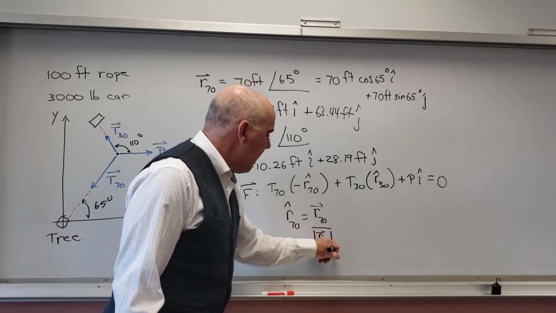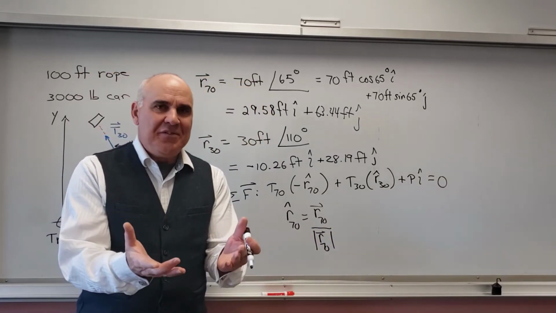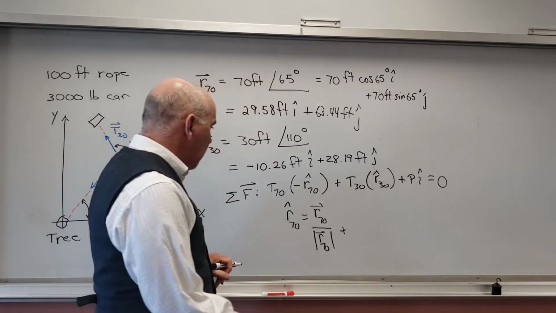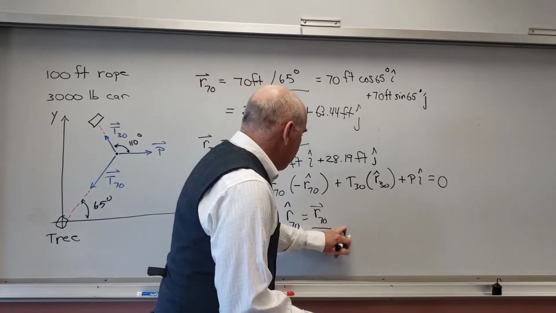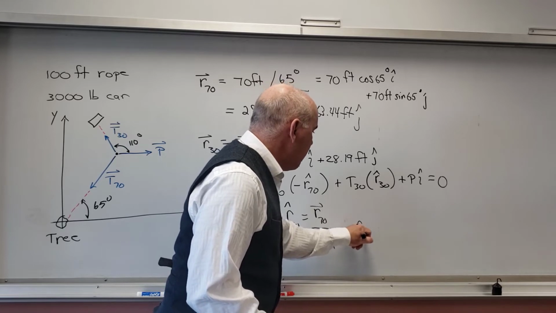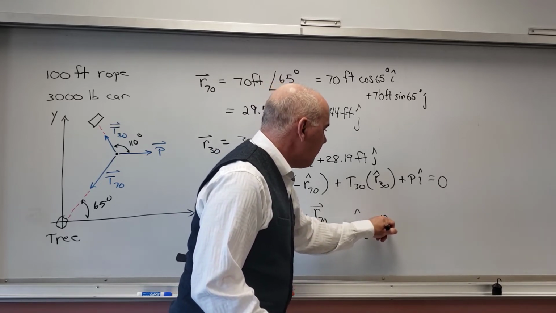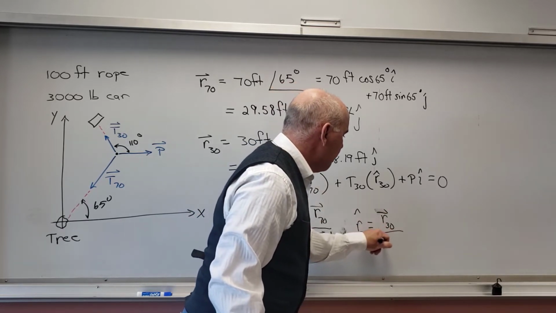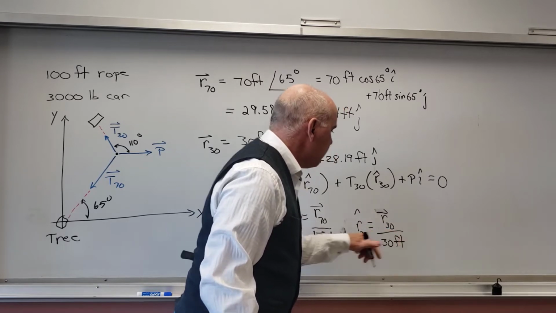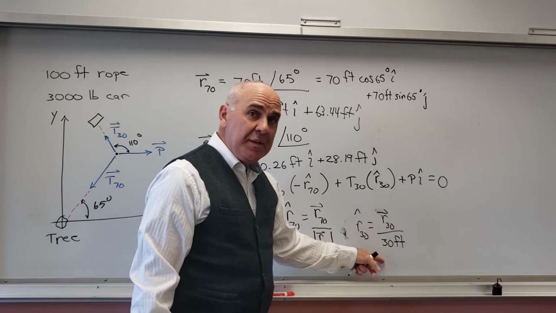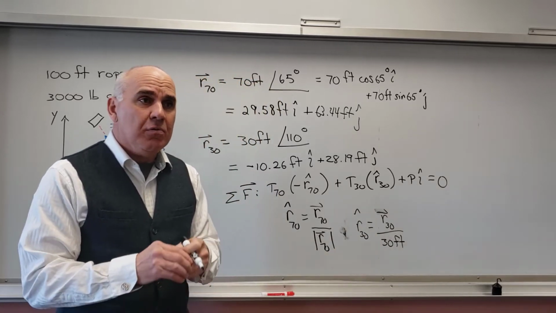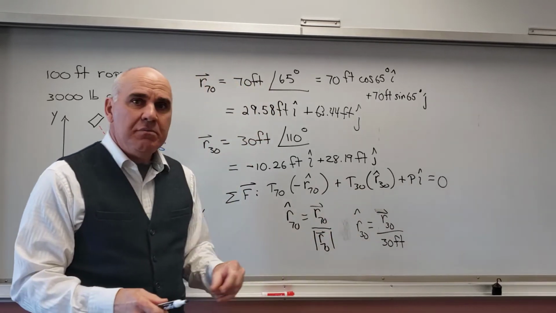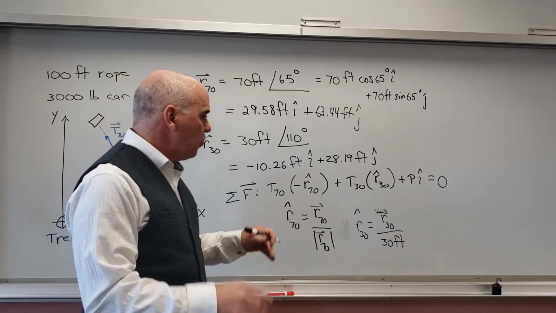So vector, but magnitude. Well, that's pretty easy. If it's 70 feet of rope, R70 is 70 feet. In a similar situation, R30 hat is equal to R30 vector over 30 feet. Notice R30 vector is going to be in feet, and I'm dividing by 30 feet. There will be no dimensions, no mass, length, or time here. So this is a unit vector. It has a magnitude of 1. Not 1 foot, not 1 meter per second, just 1.